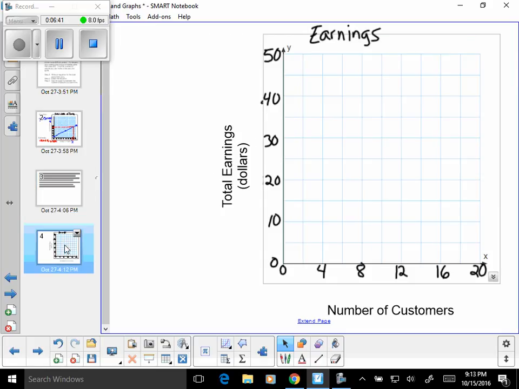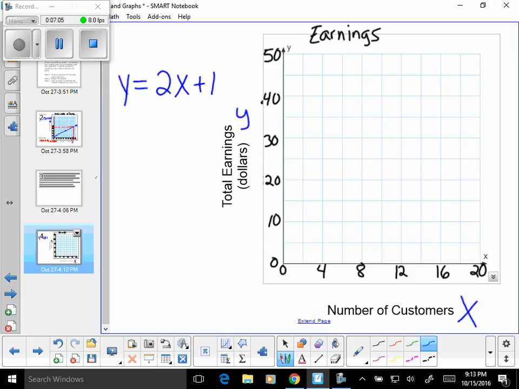So we go to our grid. Okay, first thing we want to do is write our equation. Now, again, we remember, here is X. The number of customers is X, and the total earnings is Y. So our equation is going to be Y equals $2 tip per person plus the $10 he makes for the shift. Okay, now we're going to graph. Start where X is 0. We can still find our Y-intercept, 0, 10.